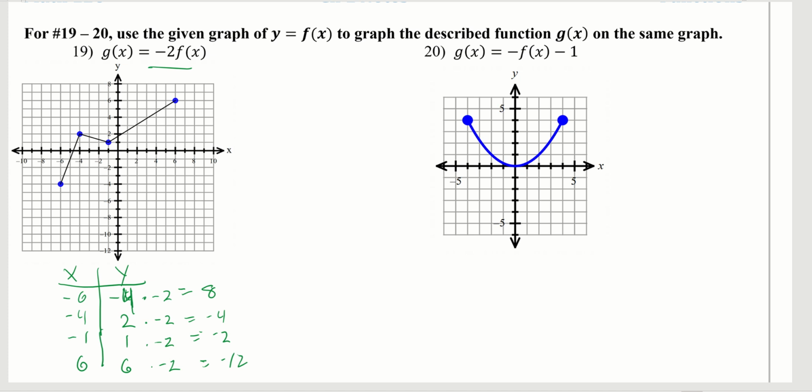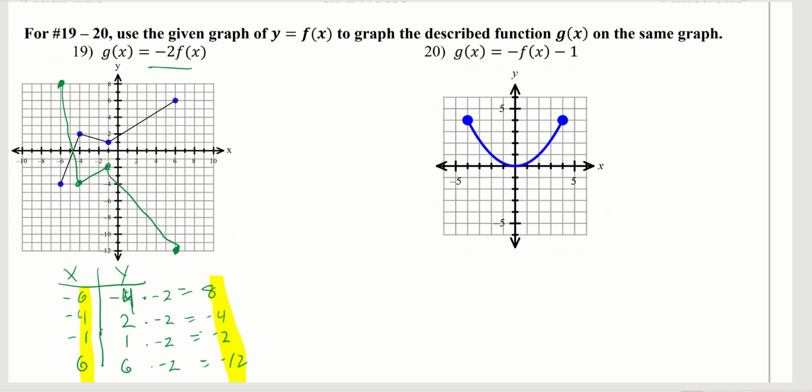And now what I'm going to do is just plot these new coordinate points. Okay, so at -6, 8, -4, -4, -1, -2, and then 6, -12, way down there. Okay, and then just kind of connect the dots. So this one comes down, up, and then back down. So that is with a reflection and a stretch of 2.